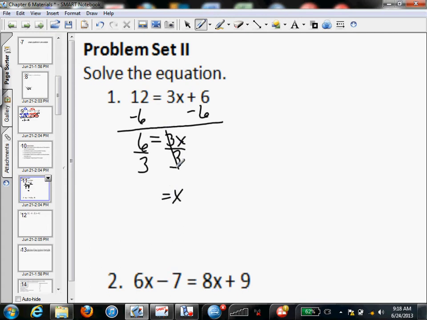Over here, these three are going to go to 1, just leaving you with x on the right side. Over here we have 6 divided by 3, or just 2.